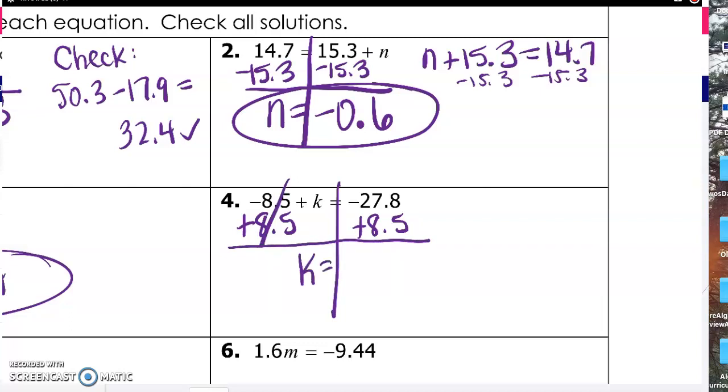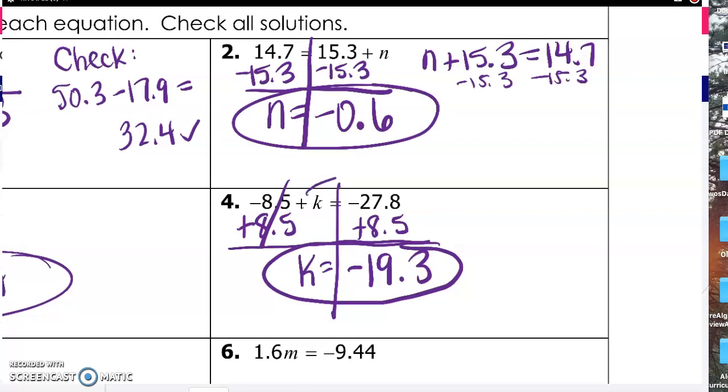K equals negative 27.8 plus 8.5. Need to go straight down. Make sure you put that negative in front of the 27.8. Negative 19.3 for your answer. Again, if it's easier to rearrange this, what you could do is change it to K, because the K is positive, minus 8.5 equals negative 27.8. And then you would see the addition.